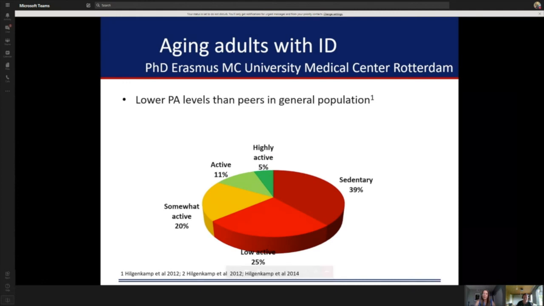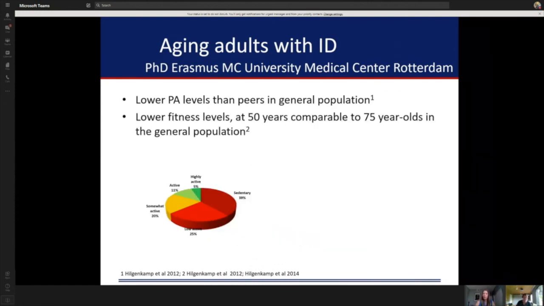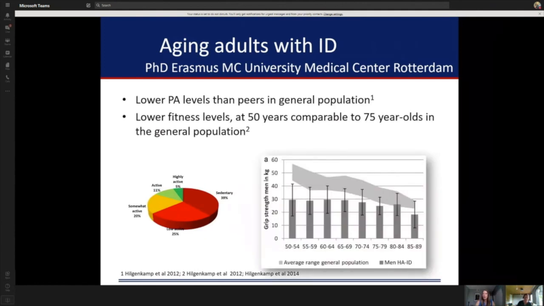But as you can see, only 16%, the two green parts, are complying with the recommended physical activity guidelines. And so only 16% is actually gaining the benefits of being physically active enough for their health. So that picture was shocking still, even though we were expecting that. And then looking at the fitness levels, at 50 years, they are comparable to 75-year-olds in the general population. So you see there's hardly any decline because they are pretty much all already at that low level.